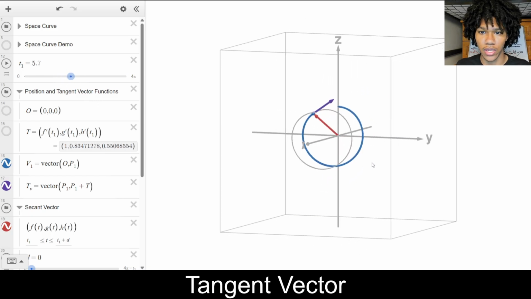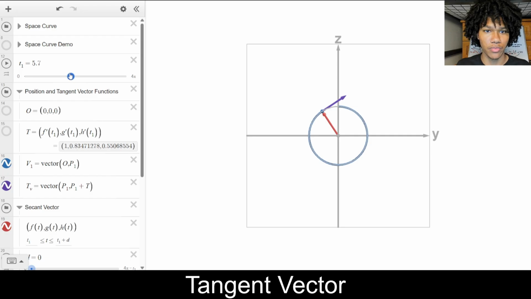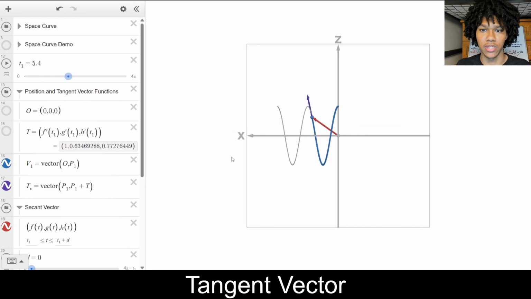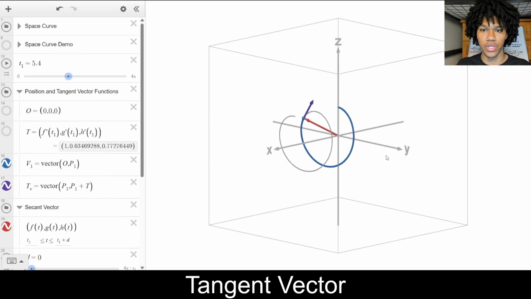To help better show that, let's just look at it in one plane, the YZ plane. This is a circle, and we know that this tangent is going to be tangent to the circle. That's exactly what's happening. We see that it maintains that 90-degree angle throughout the whole thing. We can also go in the XZ plane. This is a sine wave. Our tangent vector is still tangent to our curve, no matter which way we look at it. That just goes to show how the derivative of our function is just the derivative of each component.